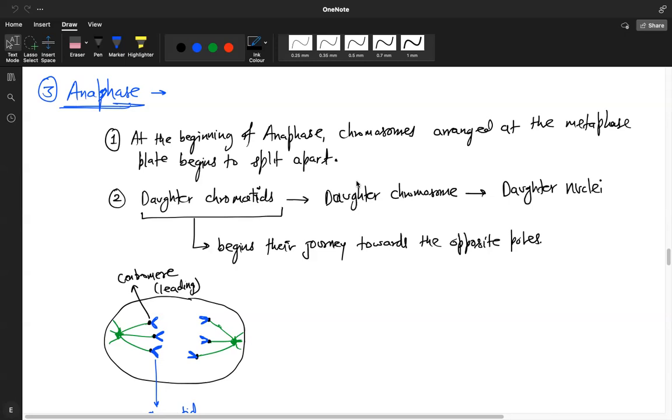The daughter chromatids begin their journey towards the opposite poles. This is karyokinesis.